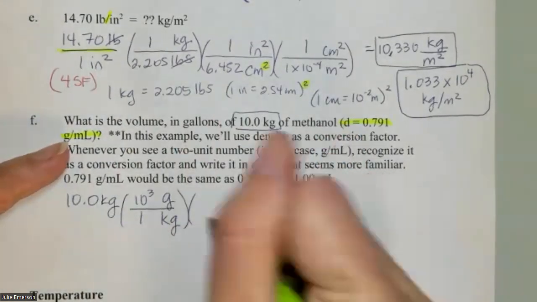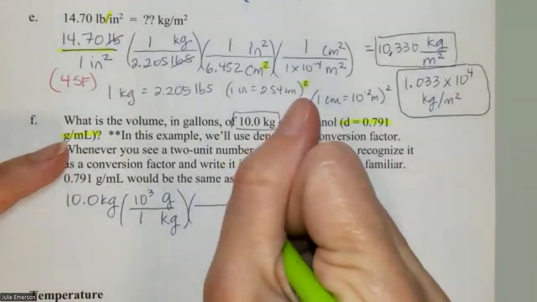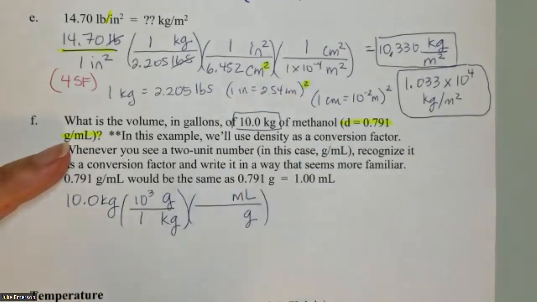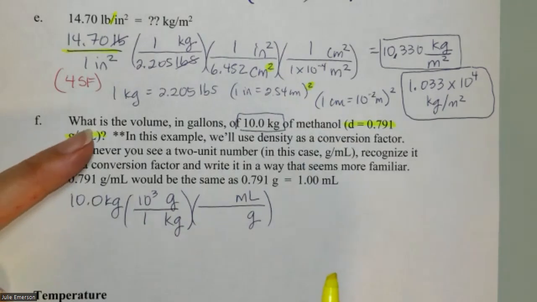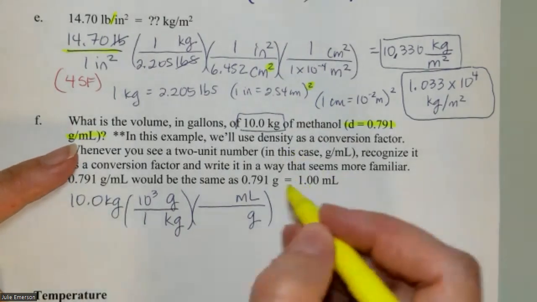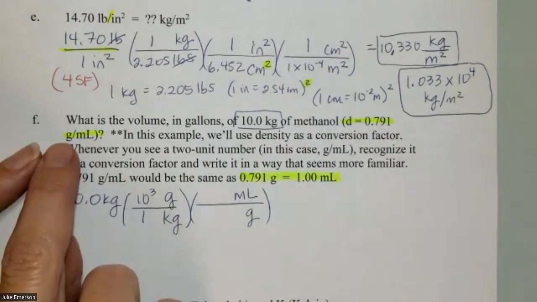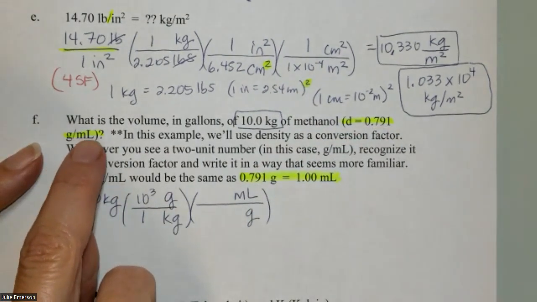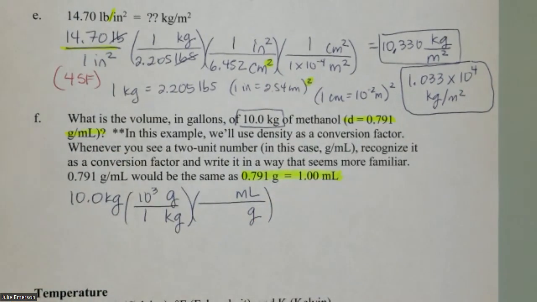Now the next conversion, we're going to get rid of grams. This is where the density is going to come in, and we're going to go to milliliters. So what I tried to show you here is when you have something with that slash, that per, that is your equal sign. So 0.791 grams is equal to 1 milliliter. So I rewrote it in a way that makes it look like a conversion factor. The only problem is that conversion factor only works for methanol, because density is substance specific.